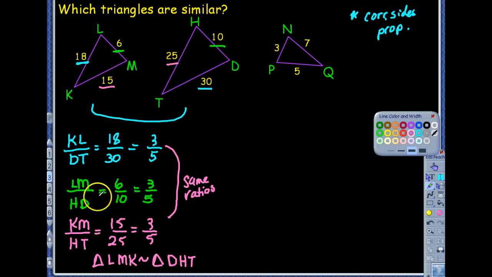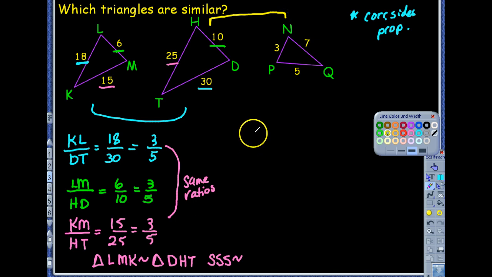So when I look back here, I notice LM and HD should compare. Okay, that looks good so far. MK and HT. So it's matching up. All right. If they asked why, which they're not, that would be side-side-side similarity, because all three sides of one were proportional to, in the same ratios as, all three sides of the other. Okay, let's compare. We still have this one we need to look at. So let's compare these two now. Because you can only do two at a time.